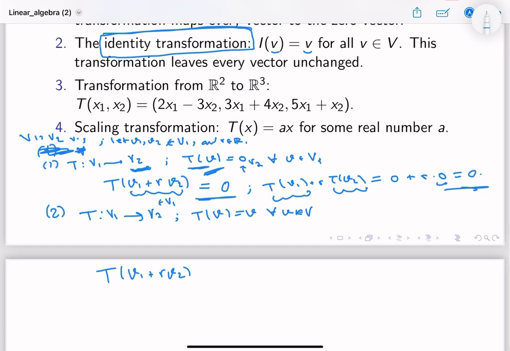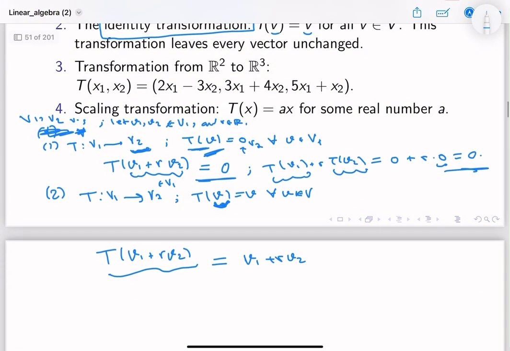By definition, this thing is equal to whatever is inside the parentheses. This is the definition of T, so it keeps the input the same. And then on the other hand, if we look at the other part of the property, we have T of v1 plus r T of v2. What is that? Well, by definition this is equal to v1 plus the r is the same, and this by the definition is equal to v2.